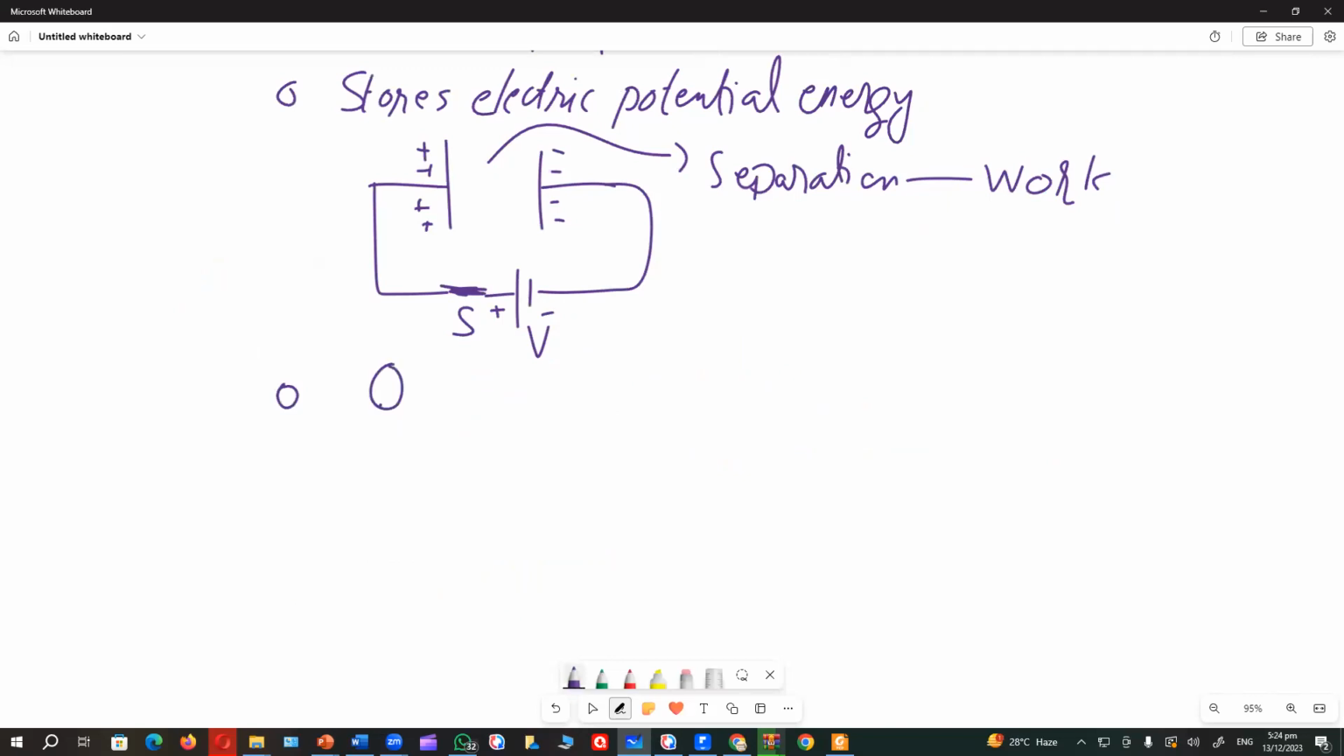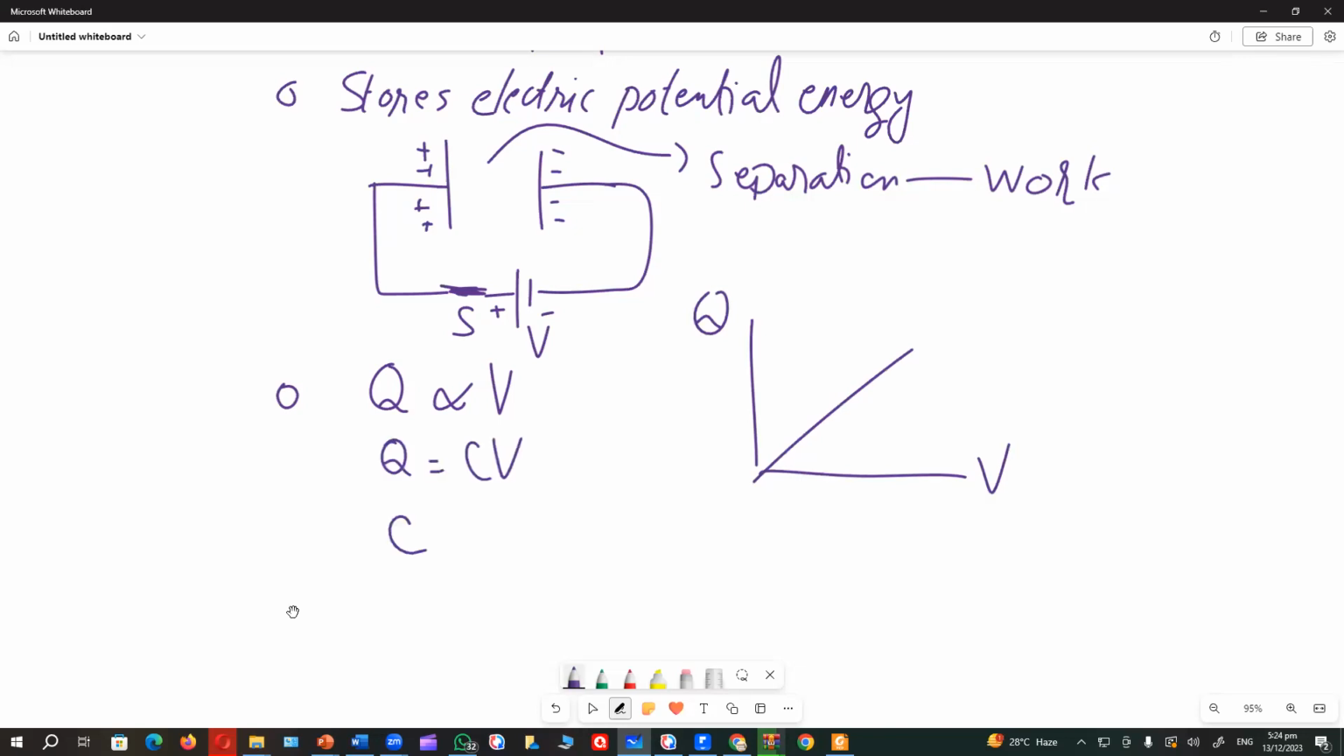Then comes the main formula: when you are charging a capacitor, the charge is proportional to voltage. This is the main formula, the main sketch of a capacitor. Q is equal to CV. There comes the very famous definition from this chapter. What is C? C is equal to Q upon V, and it is called capacitance, and its unit is farad. Capacitance is the charge stored per unit voltage.